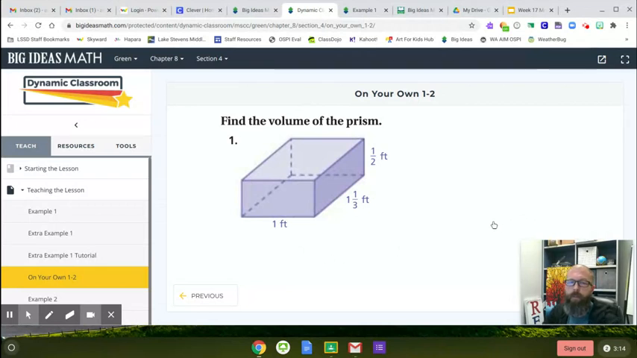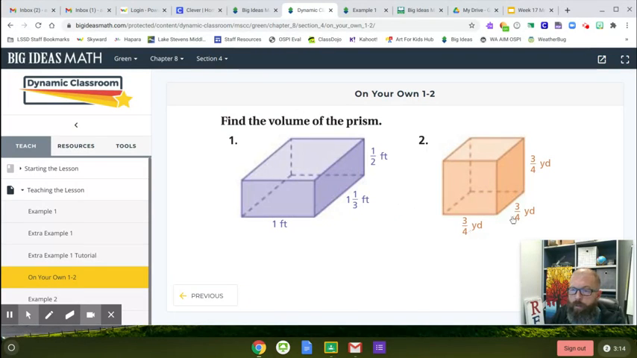So if I work on this one, length is 1 times 1 1/3. Well, 1 times anything is itself, right? So I have 1 1/3 times 1/2. So I'm going to change 1 1/3 to 4/3, and I'm going to multiply it times 1/2, and I get 4 over 6, which would be 2/3.